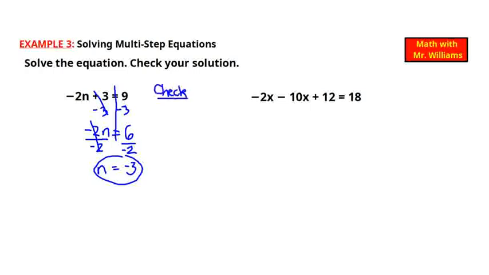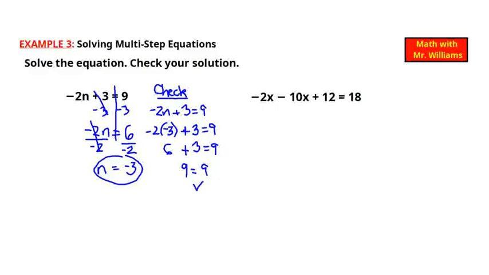All right, let's write down our equation. Let's substitute our negative 3 in using parentheses. So we start off with our multiplication. Negative 2 times negative 3 will give us 6. Six plus 3 gives us 9, and 9 equals 9, so it does work.